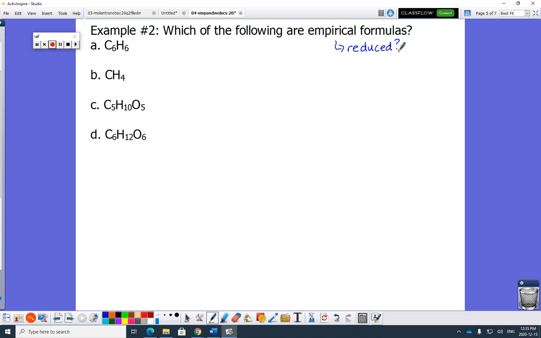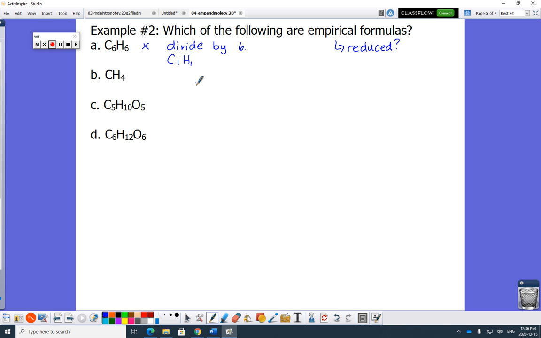So C6H6, are we able to divide that by something? Yes, right? They're both 6. They can both be divided by 6. So I forget if there are questions like, make it an empirical formula, so you would have to write C1H1, or CH is fine. I can't remember. There's definitely a question like this in their homework.